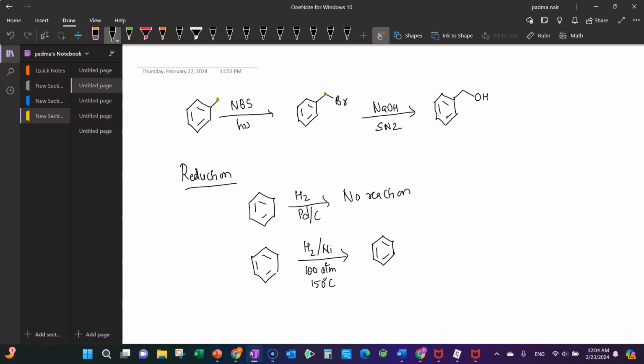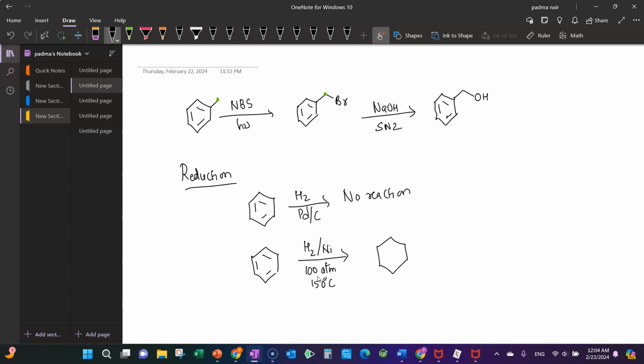help the benzene to reduce. We can reduce the benzene to a cyclohexane. That means we have removed all the pi bonds, and for this we need severely harsh conditions like high pressure and high temperature.